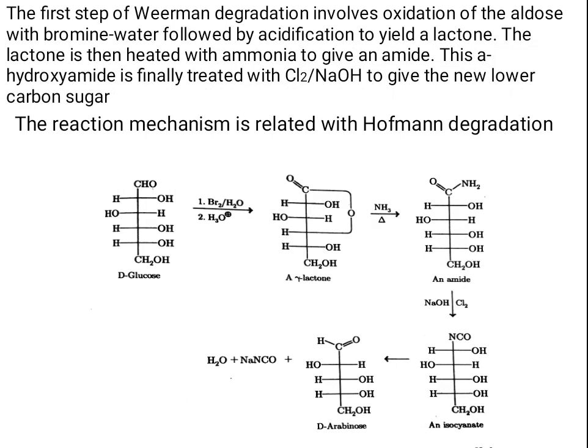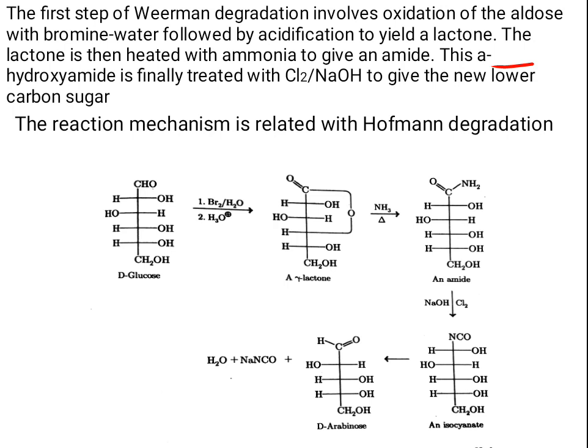The first step of Wiedemann degradation involves oxidation of the aldose with bromine water, followed by acidification to yield a lactone. The lactone is then heated with ammonia to give an amide. This alpha hydroxyamide is finally treated with Cl2 and NaOH to give a new lower carbon sugar.